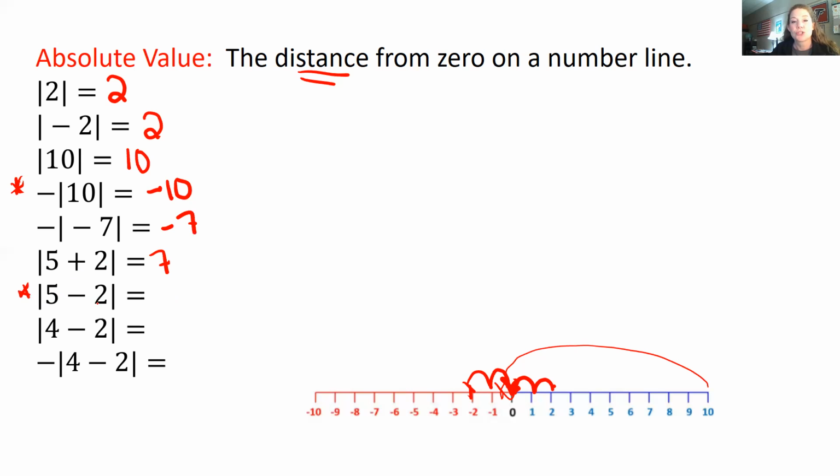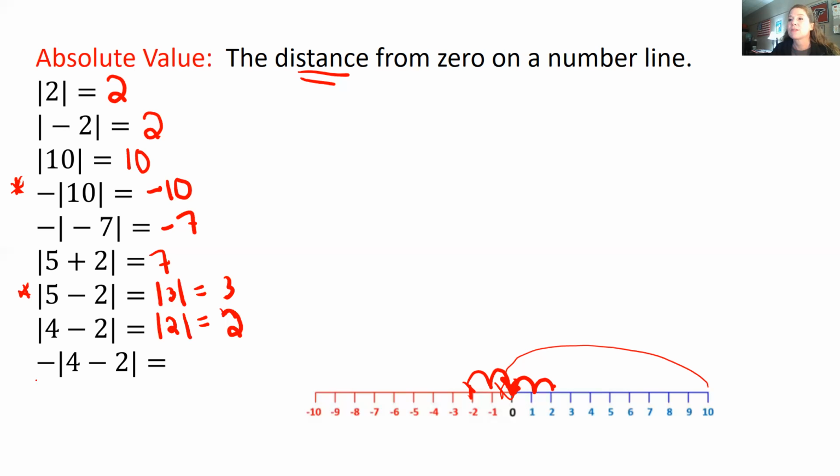All right, we do what's in the brackets first on this one. So 5 minus 2 is 3. And then we think, what is the absolute value of 3? And the answer is 3. This one was 4 minus 2. Well, 4 minus 2 is +2. And then we think, what is the absolute value of +2? The answer is +2.